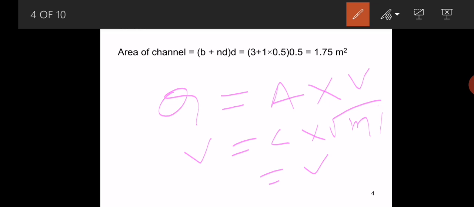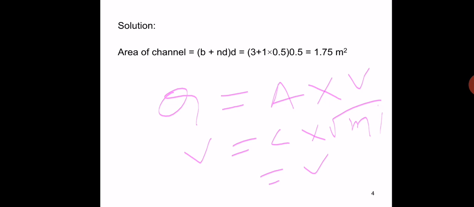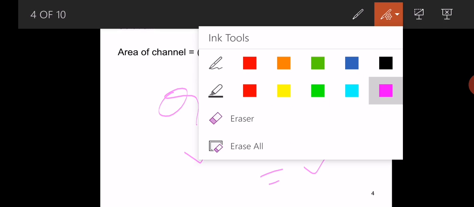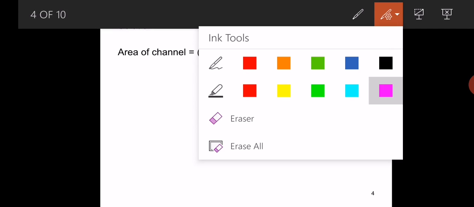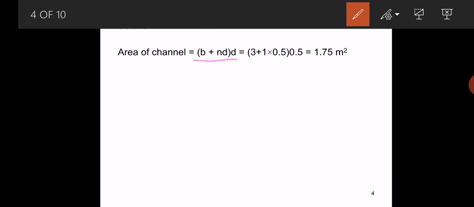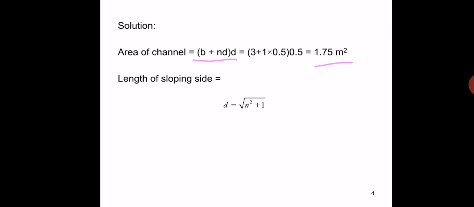Here we go step by step. First of all, calculate the area of the trapezoidal channel. The formula is (B plus n D) into D, which gives 1.75 meter square. Next, the length of the slope on one side is D into under root 1 plus n square, which gives 0.707 meters.